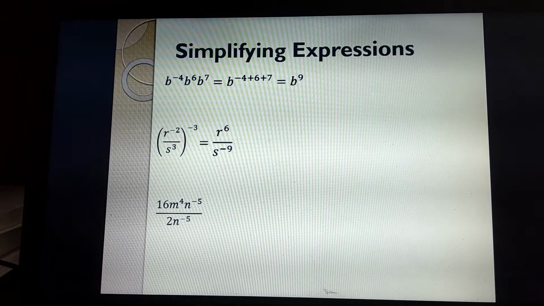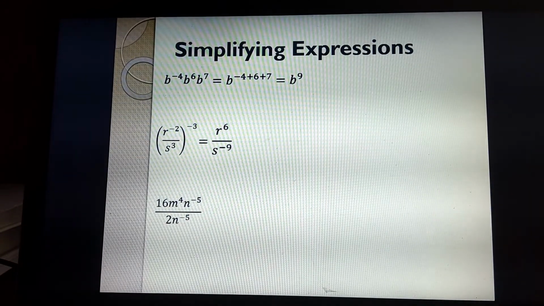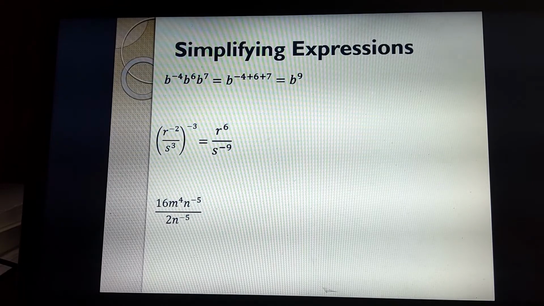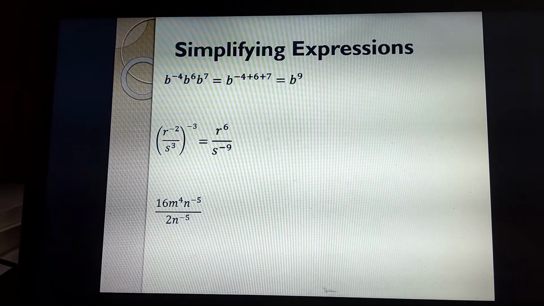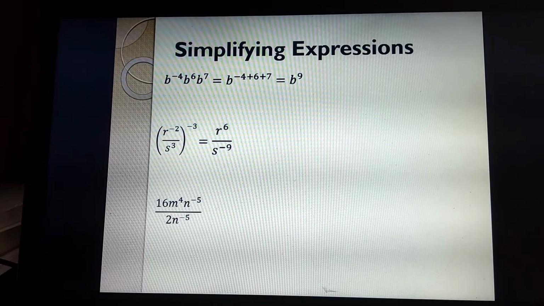Now, I still can't do anything with the r and the s because they're different bases. So I'm going to look at them separately. On the top, I've got an r to the 6th. That one's fine. I don't need to do anything with it. But on the bottom, s to the -9, I can't keep that -9 there. I want it to be positive. So to do that, I'm taking the s on the bottom, and I'm going to flip it up to the top with the r. And then that makes the 9 positive.